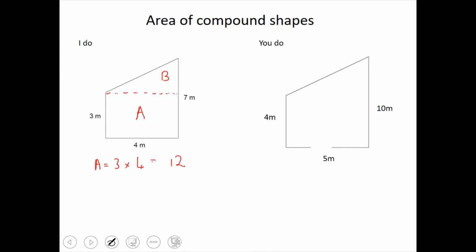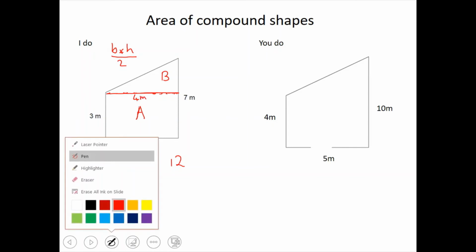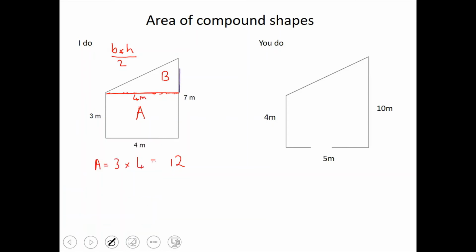Now with shape B, what we need to do first of all is remember shape B is a triangle, and the formula for a triangle is base times height divided by 2. We know the base is this part up here, so if the bottom part's 4, the base here is going to be 4 meters, and the height is the one where we're going to have problems with. Now the height is only this part here that I've highlighted for you.